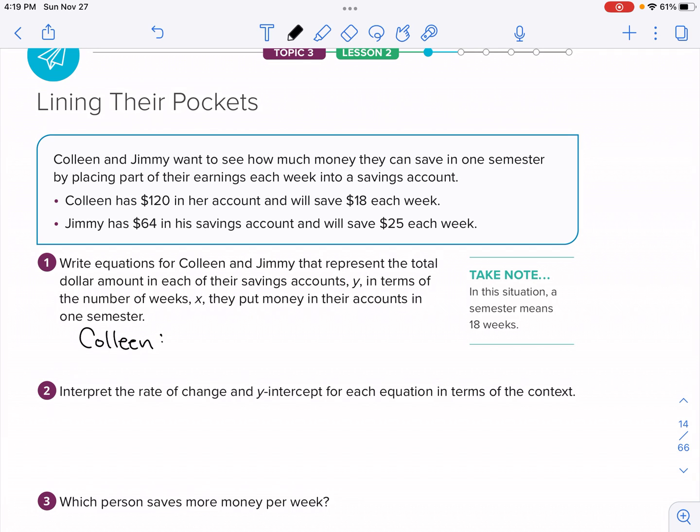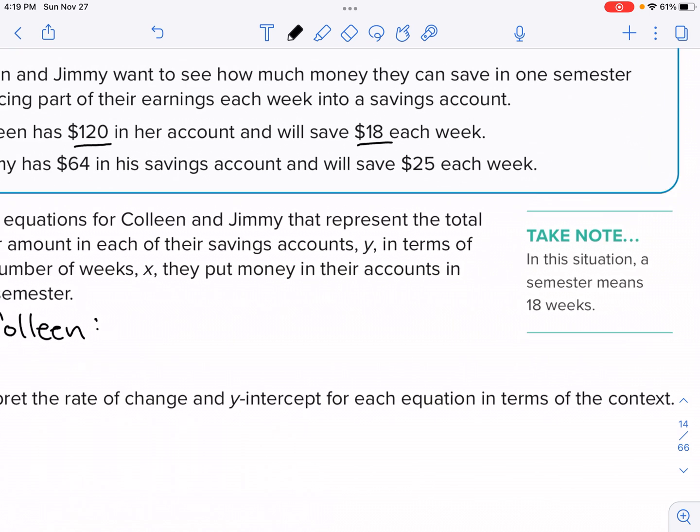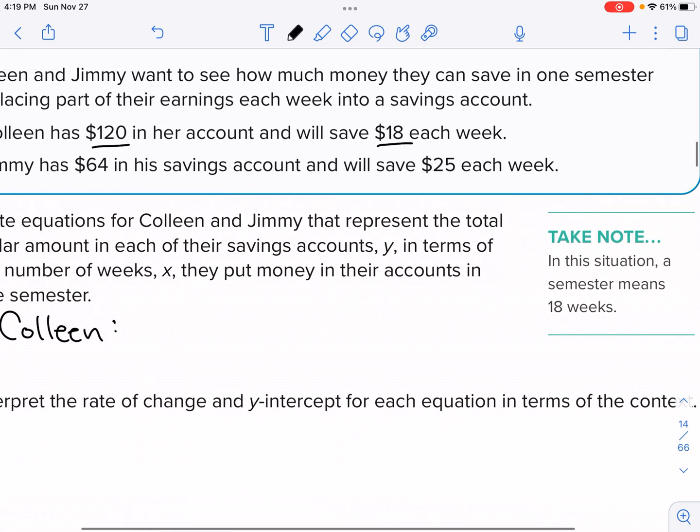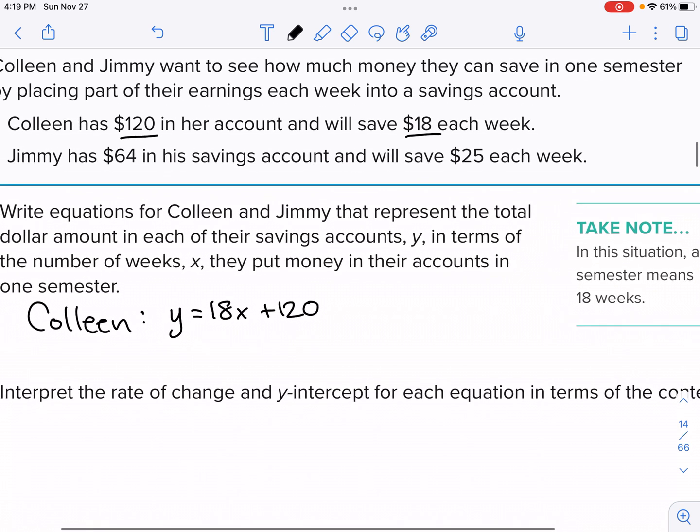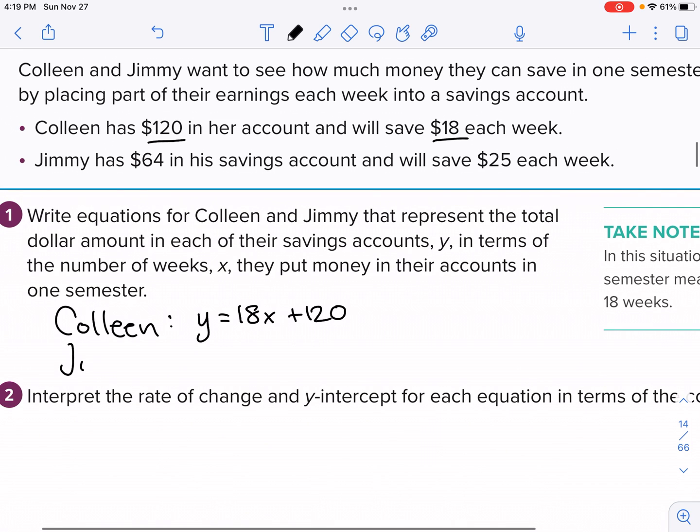So in slope-intercept form, y equal to mx plus b, there is somewhere we're beginning for Colleen, and there is somewhere we're increasing for Colleen as well. So it's y equal to 18x plus 120. The x goes with 18 because we're going to be multiplying. x means weeks. We're going to be multiplying each week by 18 because we're saving more money each week by $18. The next one is Jimmy.